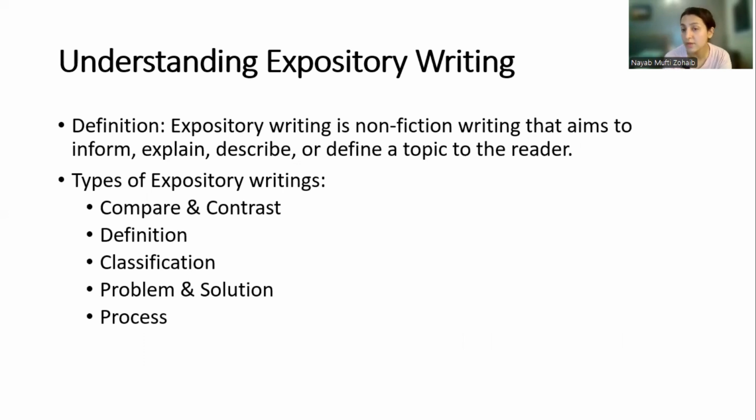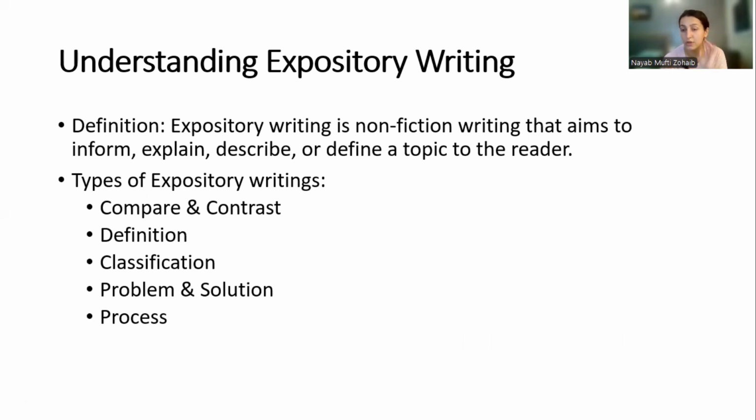Expository writing is non-fiction writing that aims to inform, explain, describe, or define a topic to the reader. So it means that the purpose of expository writing is just to give information, or to explain something, or to describe something. अब इसके अंदर persuasion नहीं आती. Your purpose is not to persuade. Your purpose is just to inform, just to explain, just to define to the reader, right?